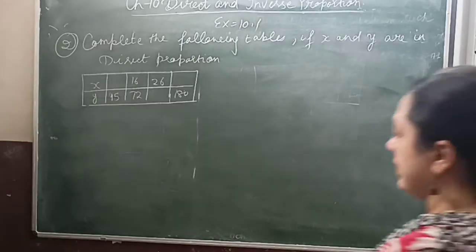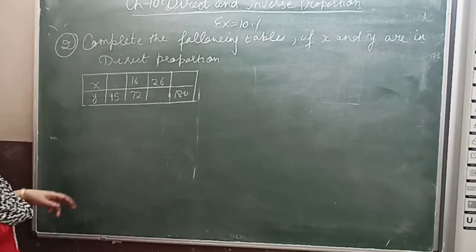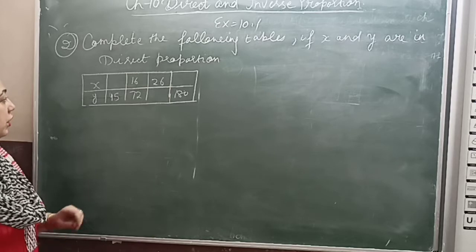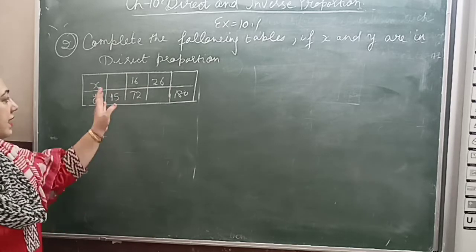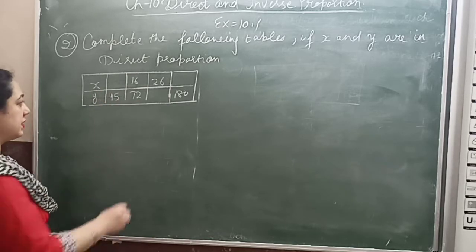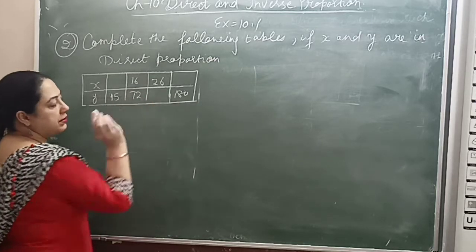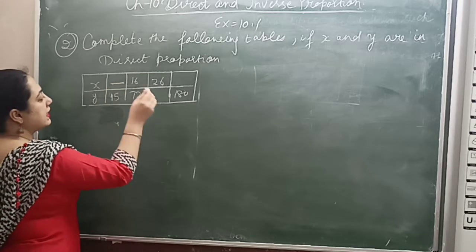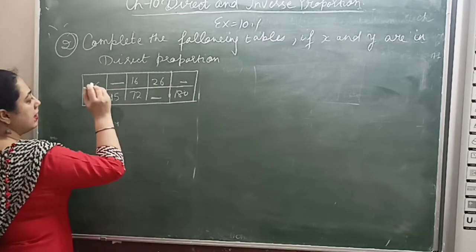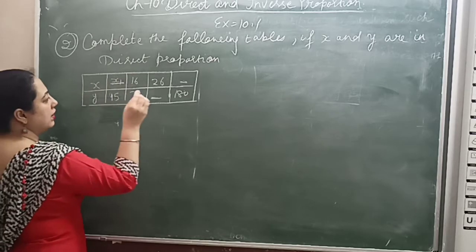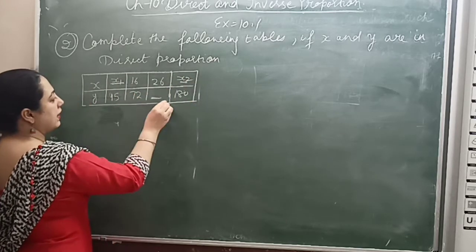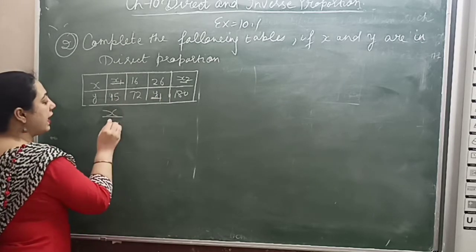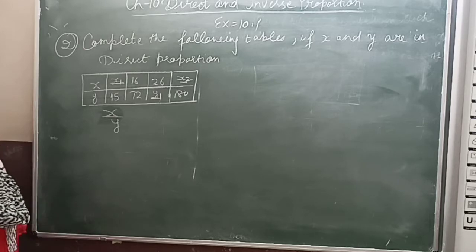Sum number 2 is: complete the following table if x and y are in direct proportion. Beta, you everybody know in direct proportion, x over y is a constant, or x over y remains the same, right? First of all, we have to find the missing values in this table. Let us take x1, x2, and on the y side let us take y1. You know in direct proportion x over y remains the same.